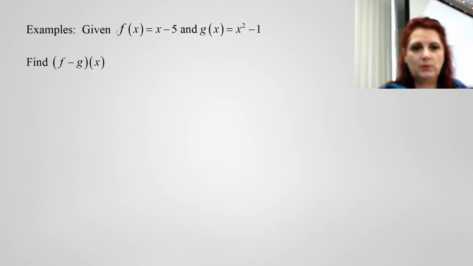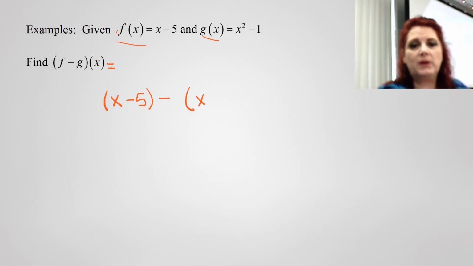Using those same two, f of x and g of x, which have no restrictions on their domains, let's look at subtraction. We're going to take x minus 5, and we're going to subtract x squared minus 1. Notice this time I put my functions into parentheses, and that's because I want to distribute this negative sign to every piece of that function that I'm subtracting.